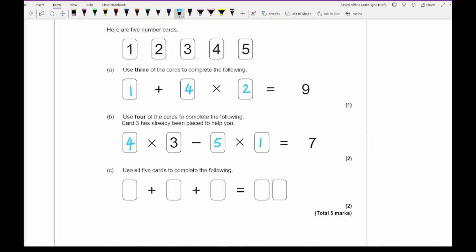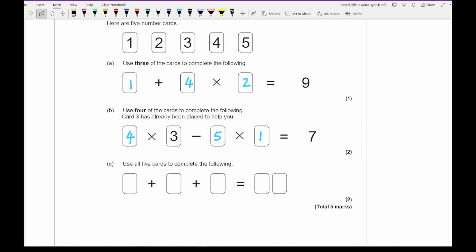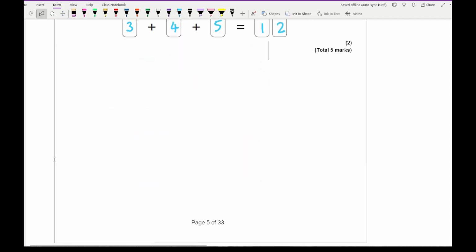And it says use all 5 cards to make the following. So here what I'm going to go for is 3, 4, 5. So 3 plus 4 is 7, plus 5 is 12, and there I've used all the 5 cards.